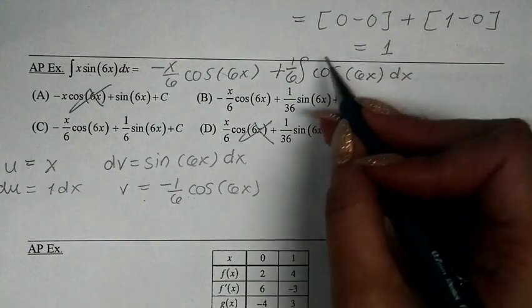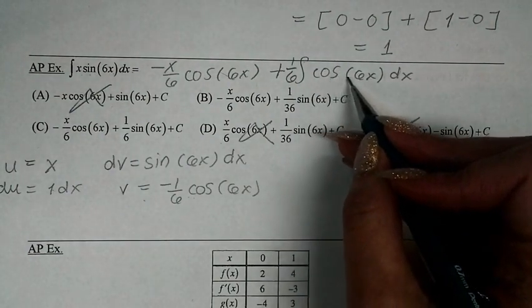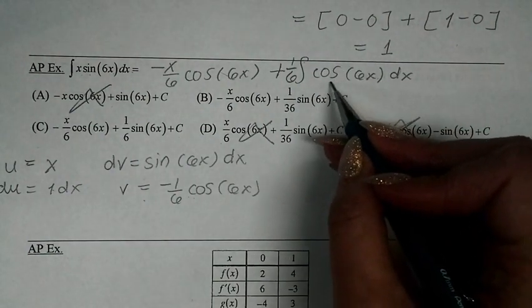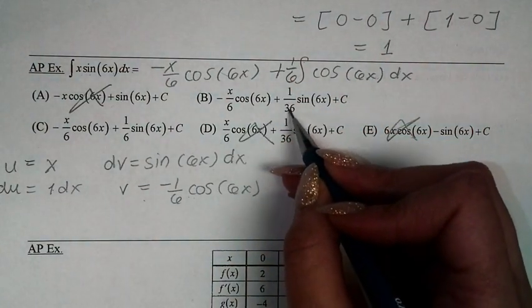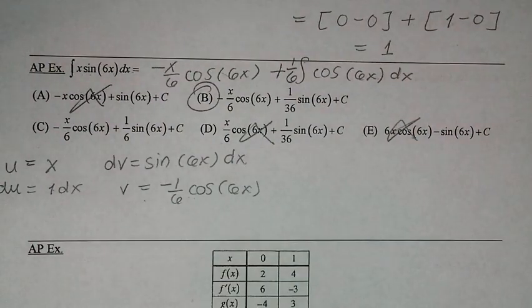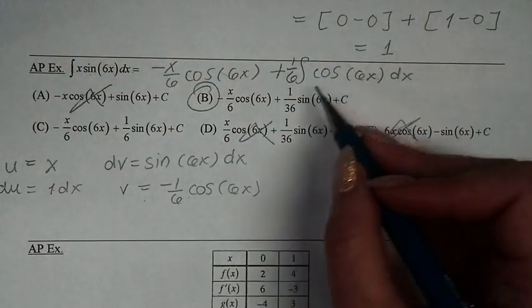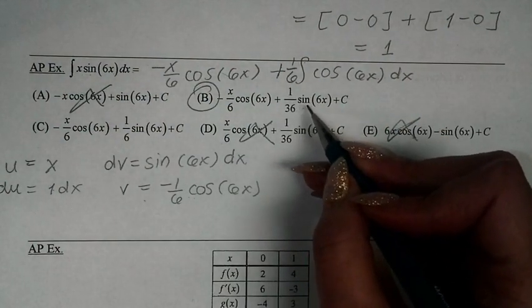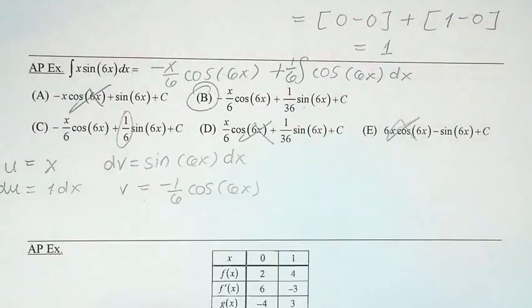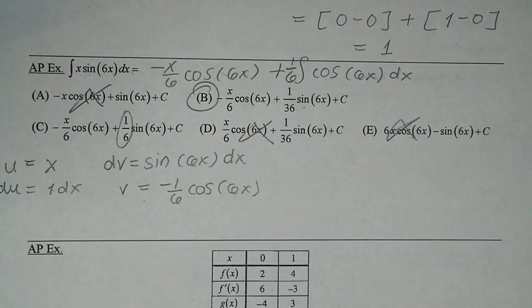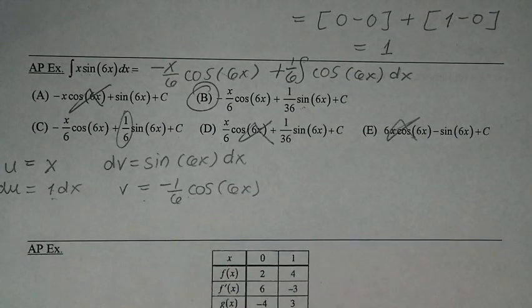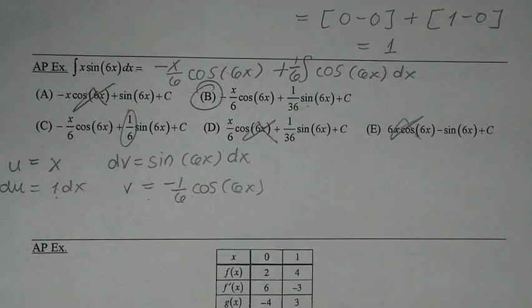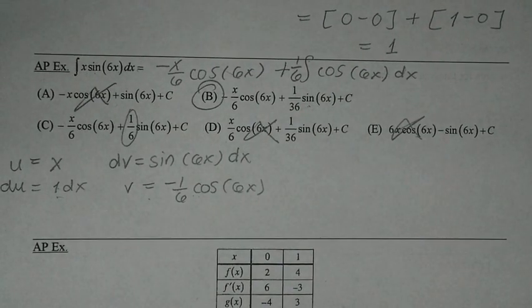When you have the integral of this, you know the integral of cosine of 6x is going to be 1 over 6 sine of 6x. So 1 over 6 times 1 over 6 is going to be 1 over 36, and that's going to be your answer. Okay, so you don't even have to finish it, and you can already know that it's B. Because in this one, the student forgot to put the 1 over 6 when they were multiplying. Okay, so you can see that it's a really good strategy there.